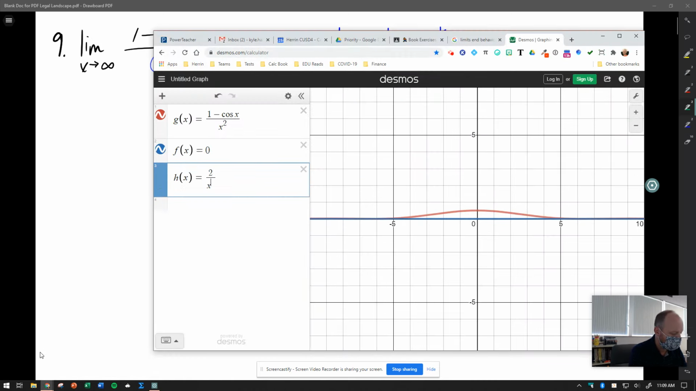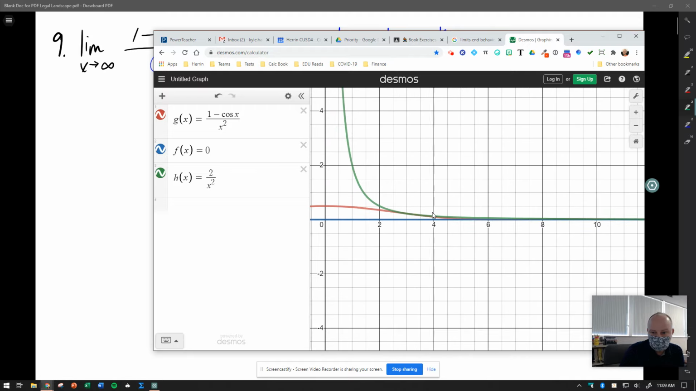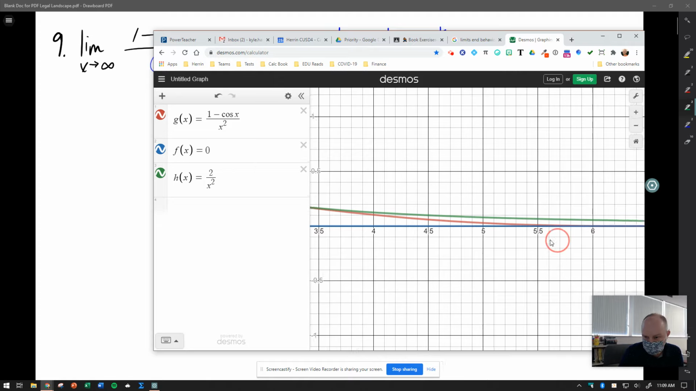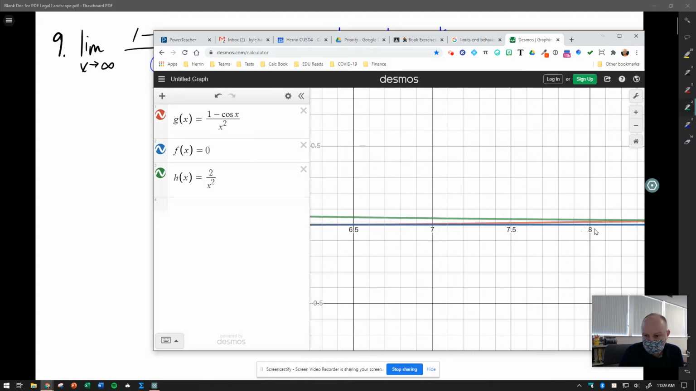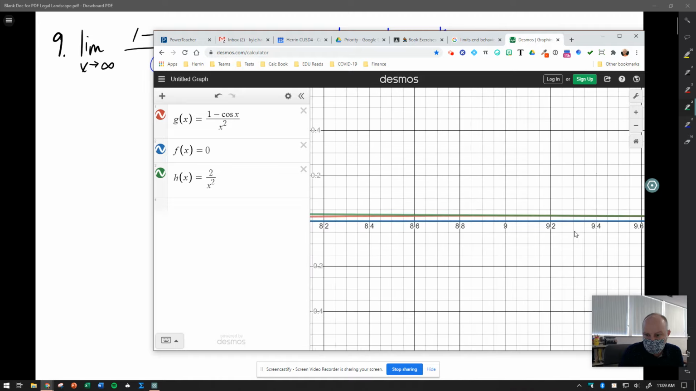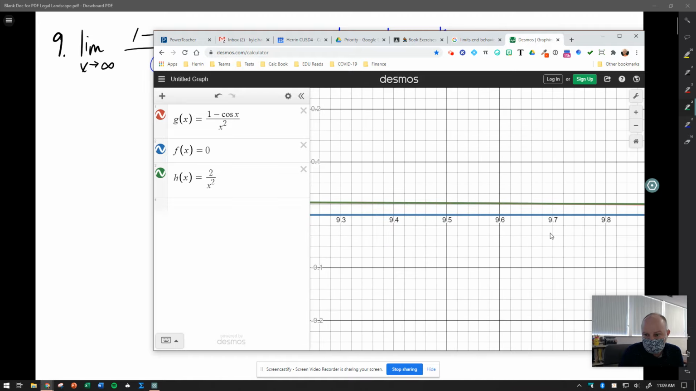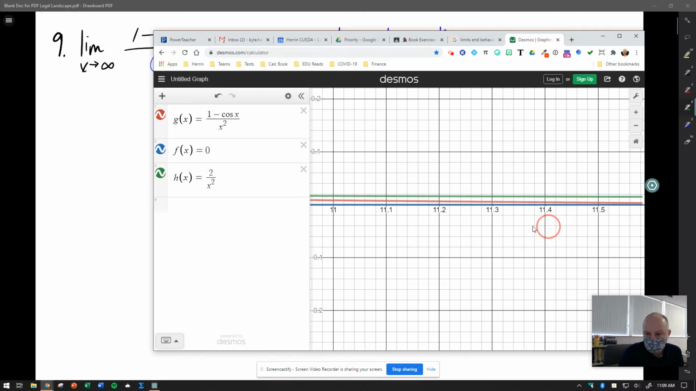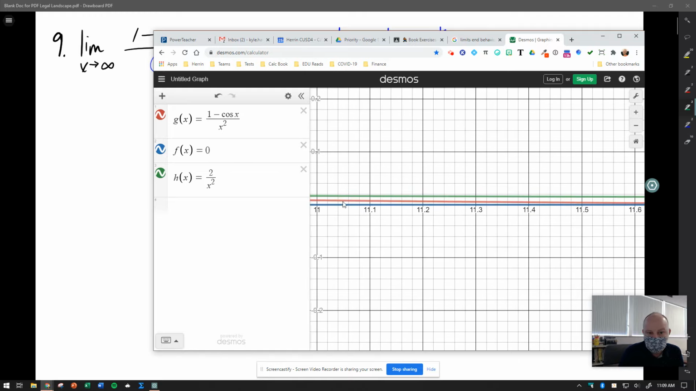All right, so let's zoom in a little bit. And yeah, our function is between f and g. And as we move further and further to the right, it stays bounded between the two of them. It oscillates a little bit, but it always stays above 0 and below 2 over x squared.